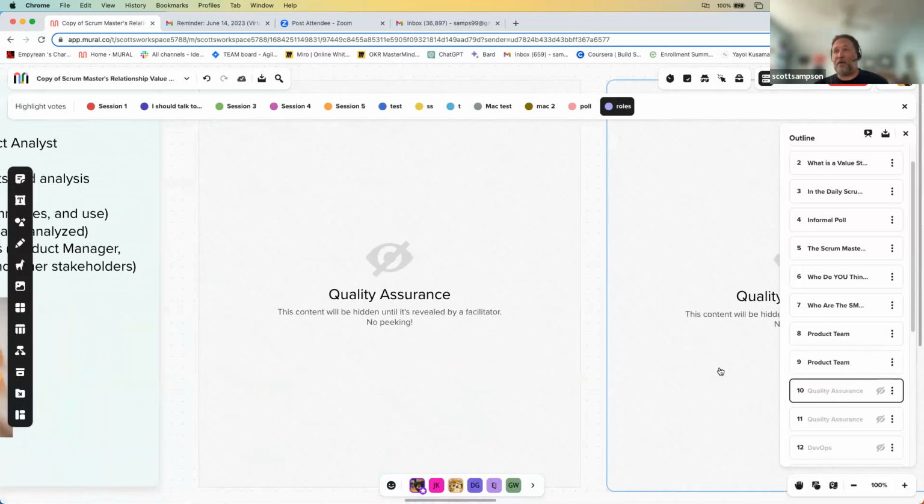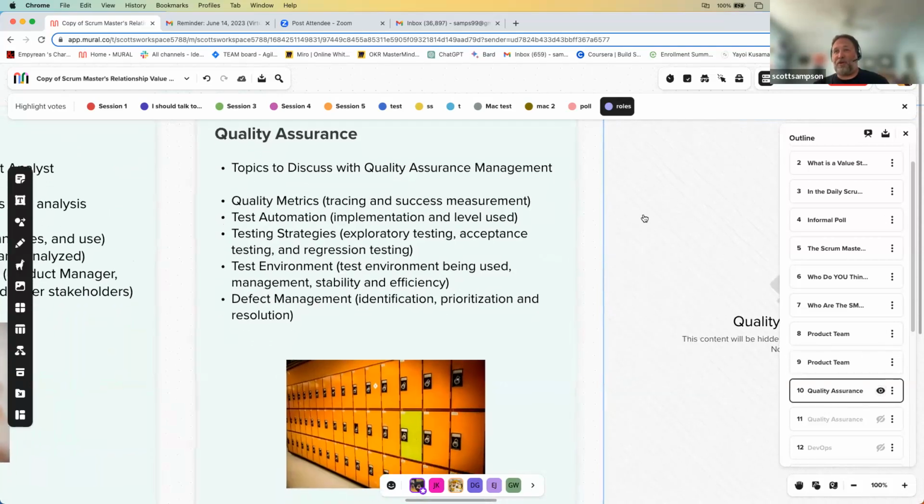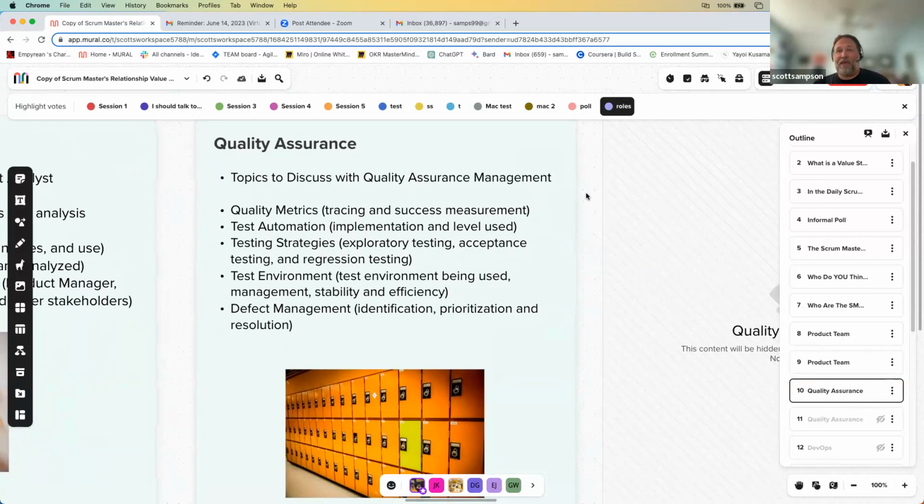Okay, moving along. Quality assurance is the next group of SMERVs, part of the value stream. I started here with, of course, the top of the house once again for that group, quality assurance management. This is a group that I find this area very interesting, the testing groups, and talking with them and finding out what they do. Usually underappreciated, but a key part of the Scrum Master's relationship value stream.